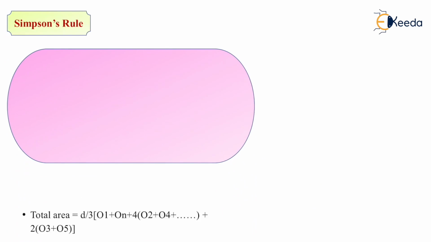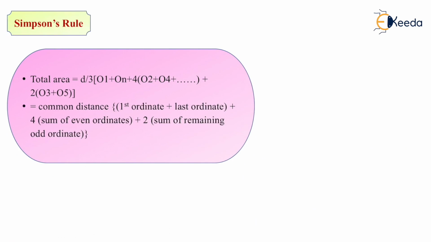So basically what we do, and the conclusion will be the actual formula. You have to remember this formula: total area is equal to common distance upon 3 into bracket first ordinate plus last ordinate plus 4 into sum of even ordinates plus 2 into sum of remaining ordinates. So by using these four rules, we can calculate the area of any figure. Thank you.